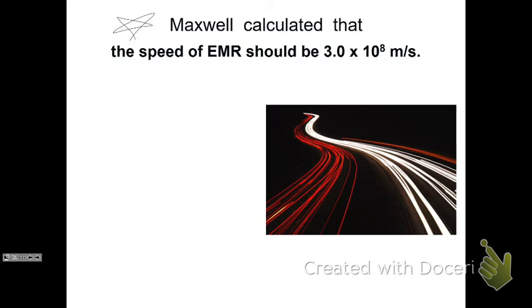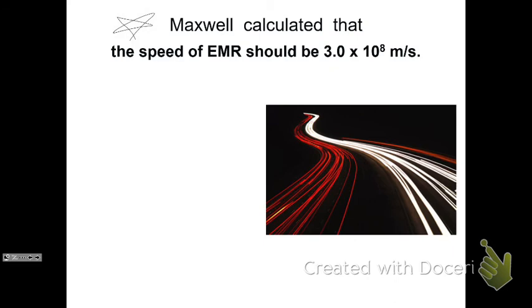Yeah, so changing charges. You're making charges accelerate by the presence of the magnet. So he calculated that the speed of electromagnetic radiation should be 3 × 10⁸ m/s, which is the speed of light. Which makes sense because light is electromagnetic radiation.